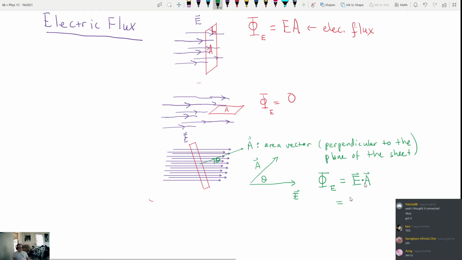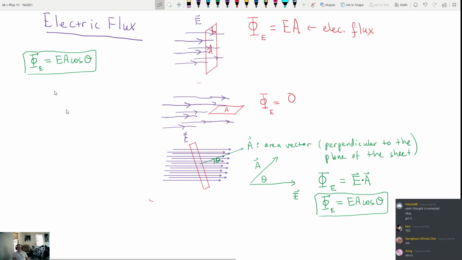And if you don't remember, when you do a dot product, when you have two vectors and you multiply them with a dot in between them, unlike a cross, then you get EA times the cosine of the angle between the two of them. And that gives us our definition of electric flux. Very specifically, this is for a uniform field through a flat surface. So uniform means basically constant, not changing, and flat surface.